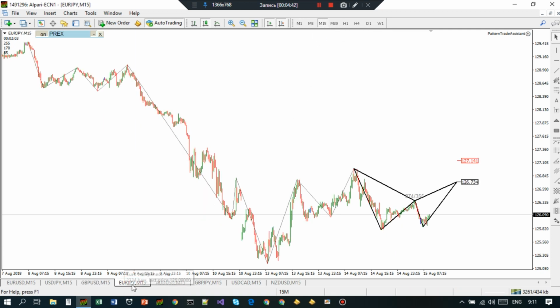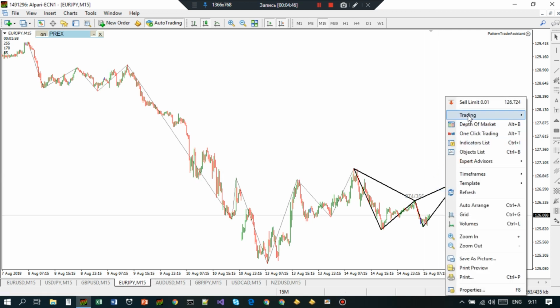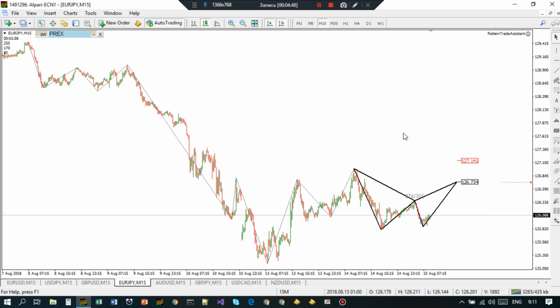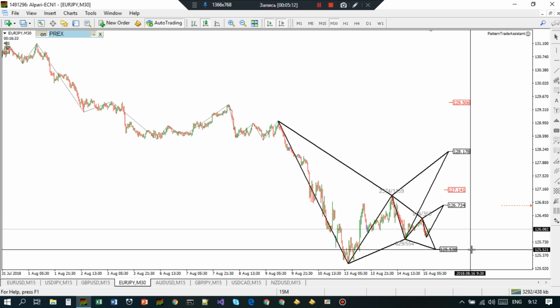Okay, so what we have, Euro Yen. I place an alert: simply right click on that, trading, go to alert, and when price reaches my completion level, I am notified. Only after I'm notified, I will open this chart and look to execute this pattern. Okay, 30 minute, 15 minute. We also have it this way.